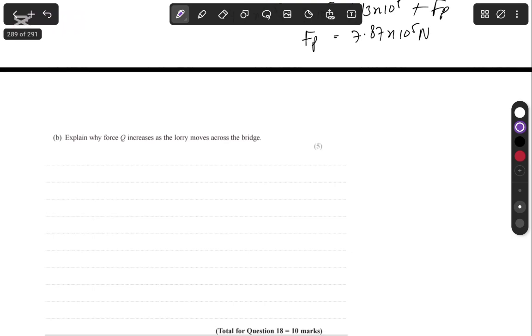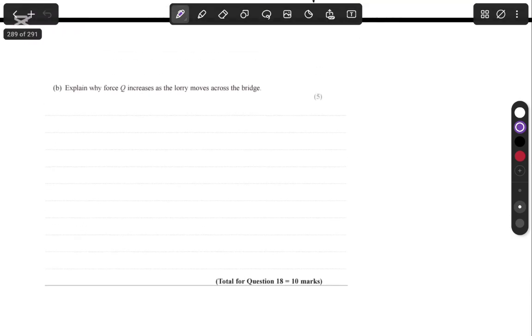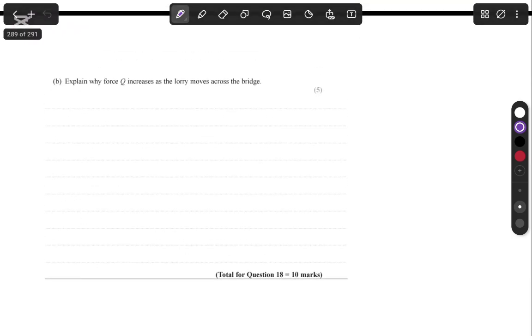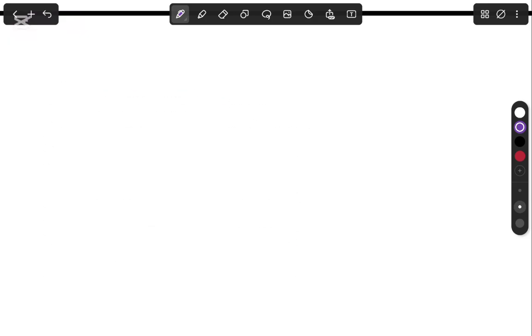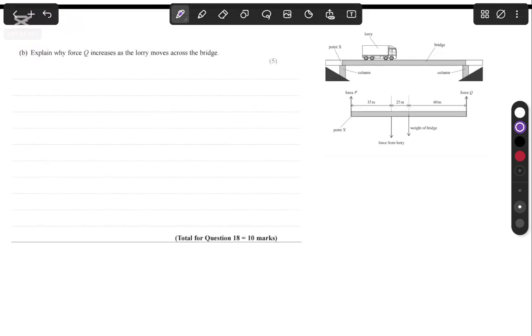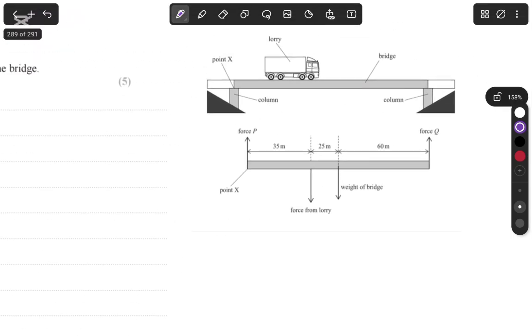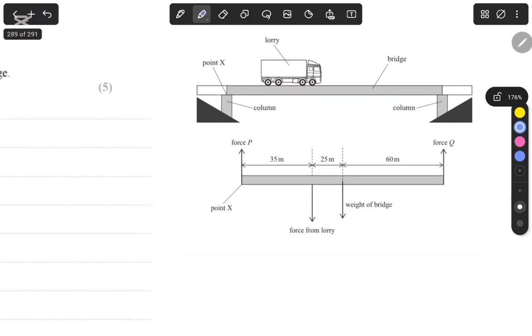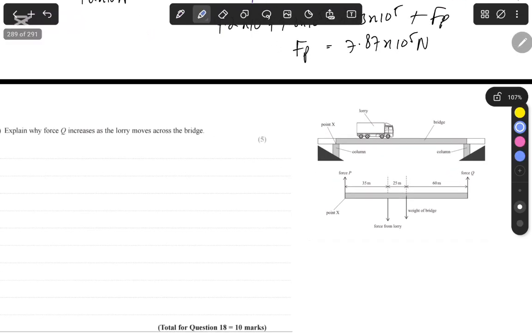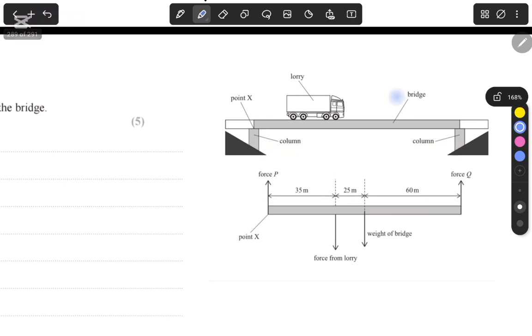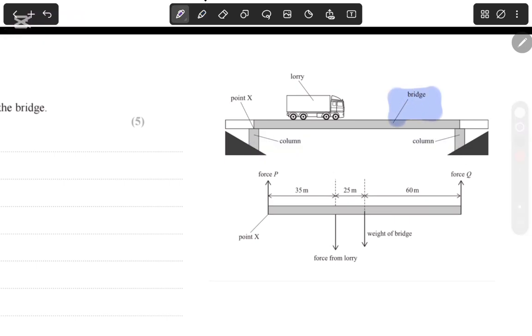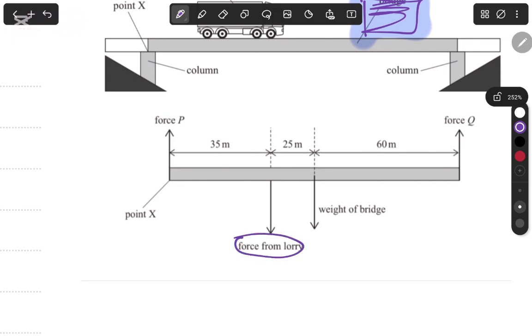And I think part B is the next one that we can go with. It's an explanation question. It says here: explain why the force Q increases as the lorry moves across the bridge. So I've brought the diagram back again. What this question is saying is that the lorry moves across the bridge. So the lorry is going to be somewhere over here. Let's say it's here, so it travels much further. So instead of the force from the lorry being here, now the force from the lorry is right over here.